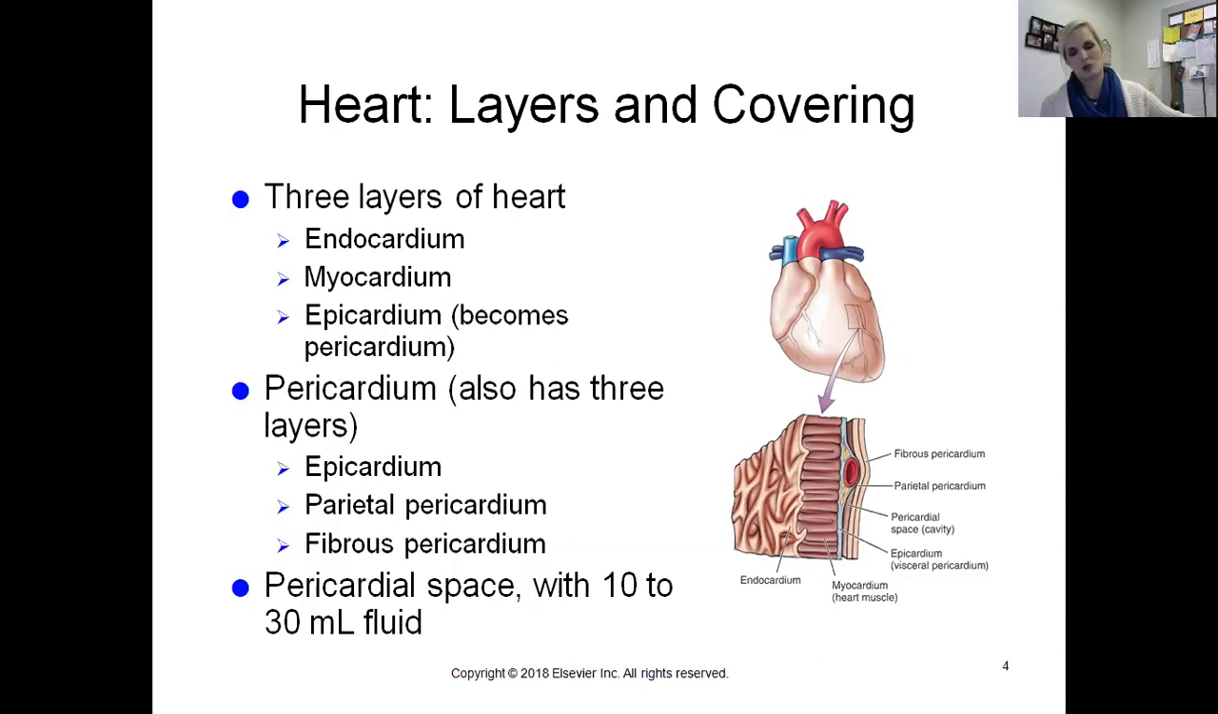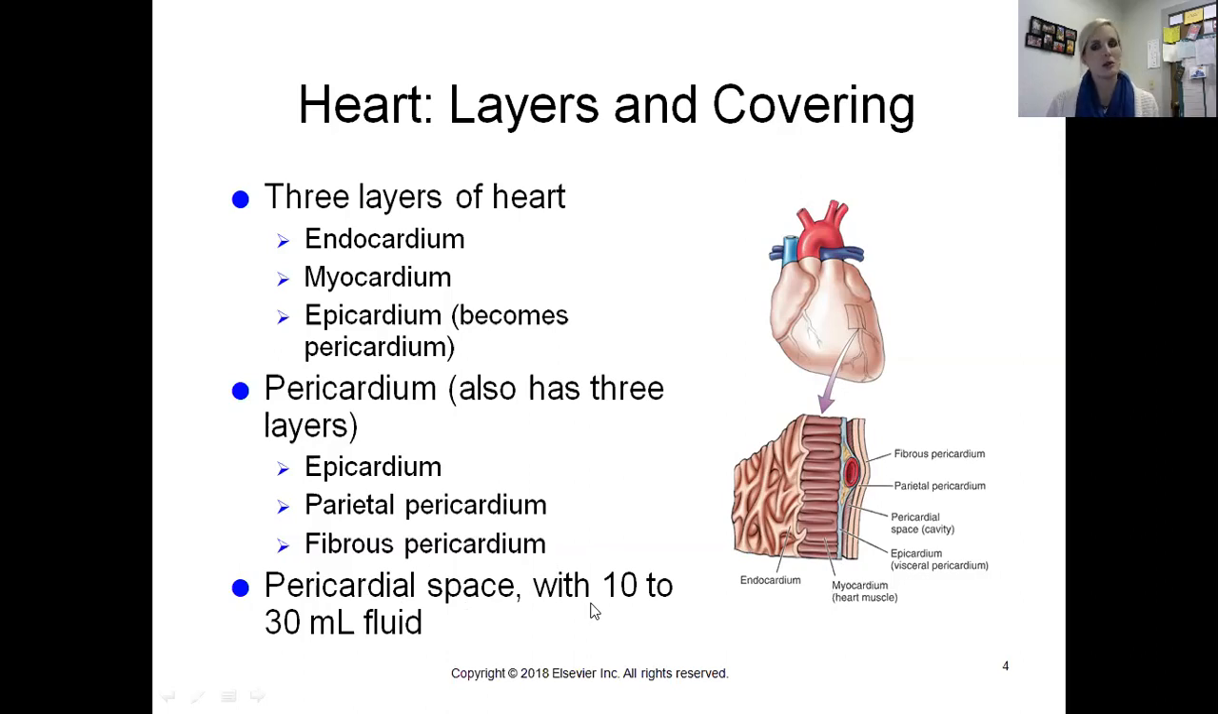And it itself has 3 different layers. The epicardium, the outside layer of the heart itself, is considered part of the pericardium. And then we have the parietal pericardium and fibrous pericardium, which are just 2 double walls on the outside here. Like I said, I wouldn't worry too much about the specific layers of the pericardium itself, but I do want you guys to be familiar with the fact that pericardium is that added layer on the outside of the heart itself.